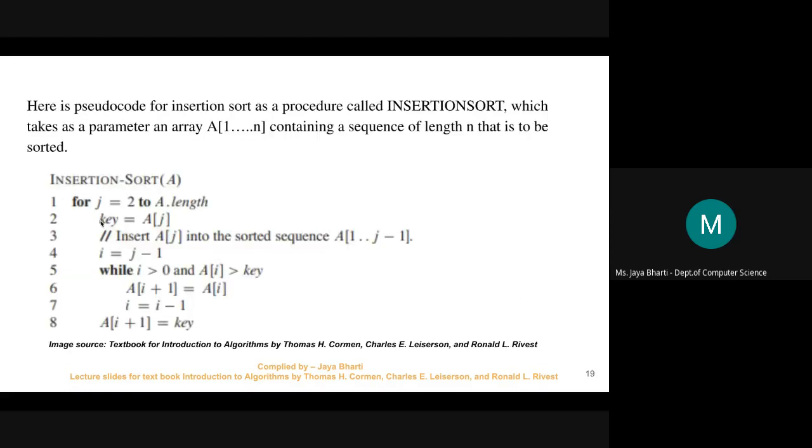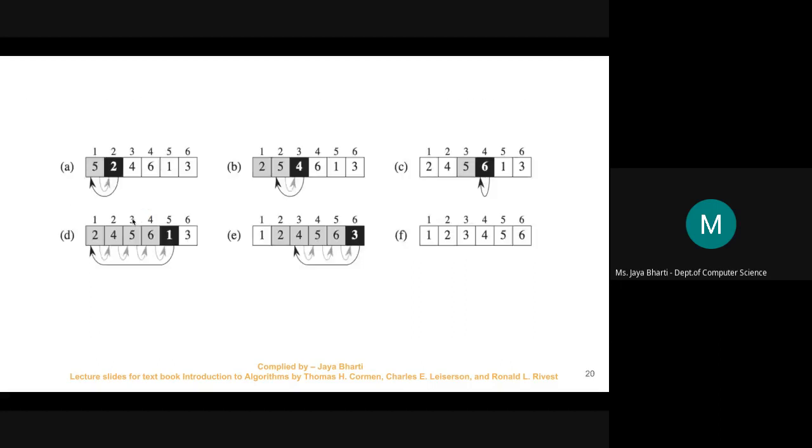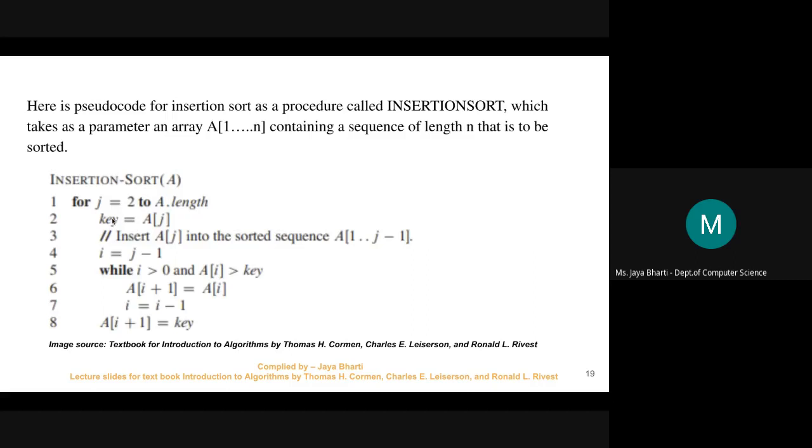Okay. Now the next step is what we need to do. We need to assign j minus 1 to i. So what is our j? It is 2. So 2 minus 1 means 1. We need to assign 1 to i. So now i is equal to 1 and j is equal to 2 and key is equal to 2 also, because a of 2 is 2.